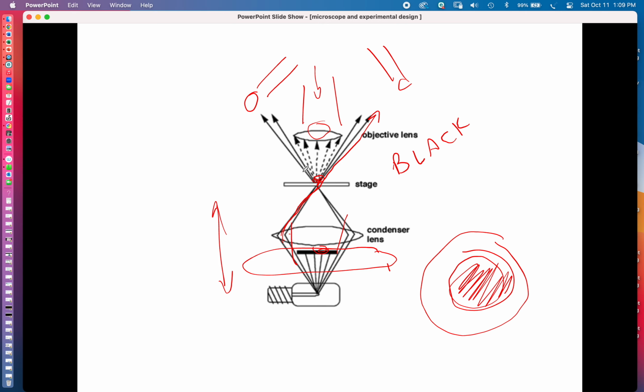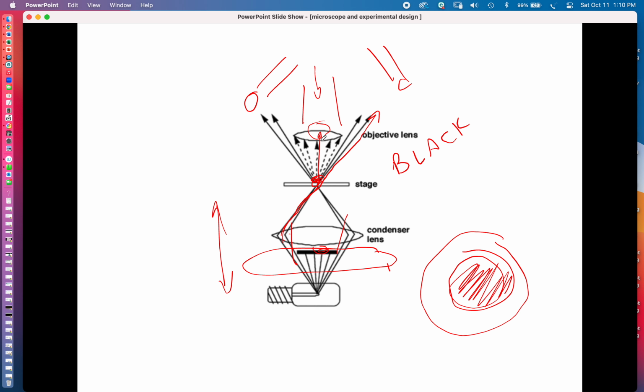Because what's going to happen is that if this light is affected by the specimen, the light could get bent, it's called refracted, and some of the light would come up into the field of view. And so what happens is you can see some features of a specimen, and they look like they're bright against a dark field. And that just gives a very different view.